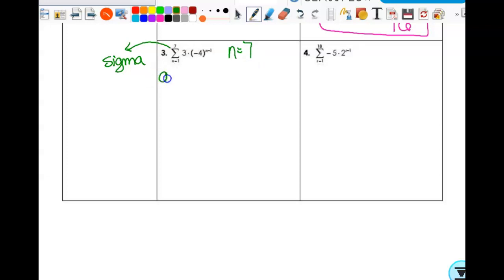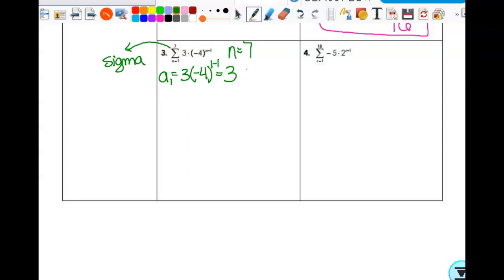So the first term, a sub 1, would be equal to 3 times negative 4 to the 1 minus 1 power, right? 1 minus 1 is 0. Anything to the 0 power is what? 1. So what's a sub 1? 3, not 1.